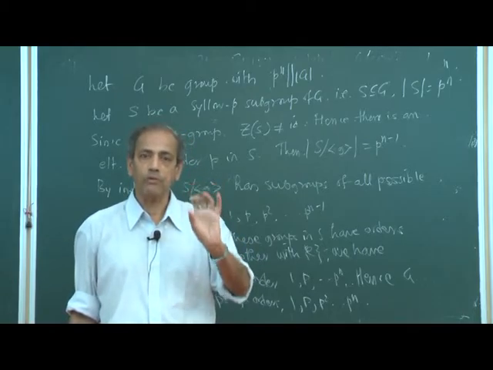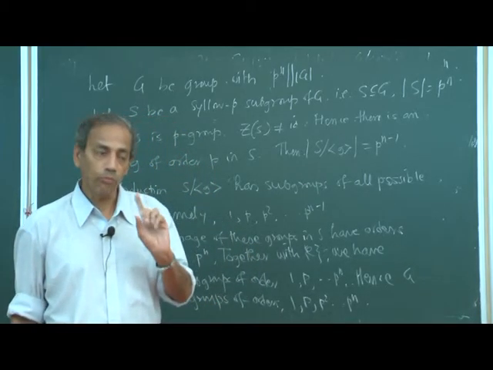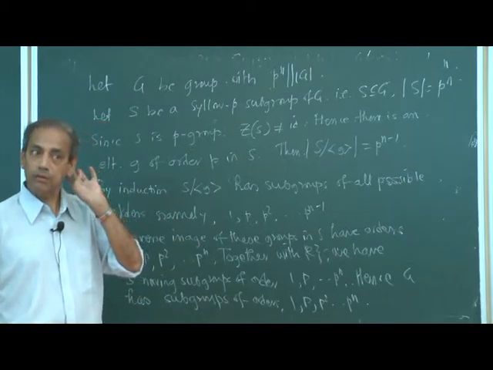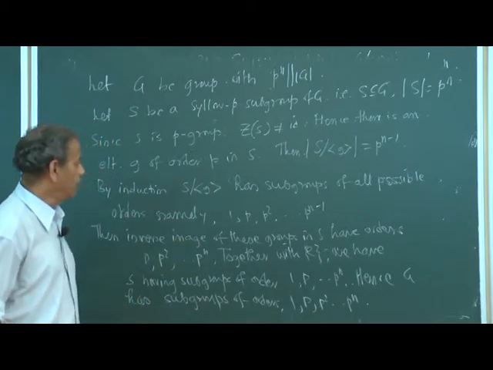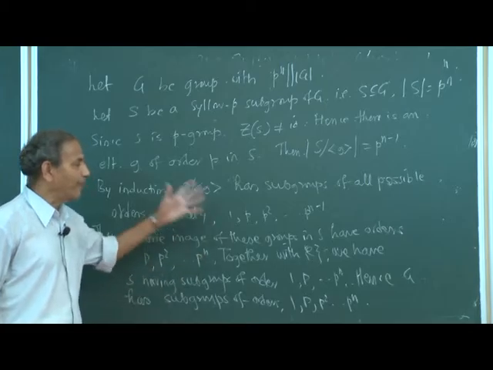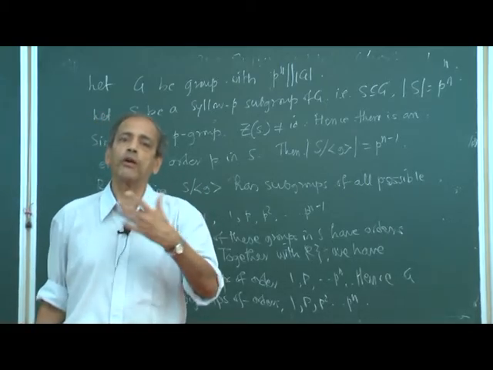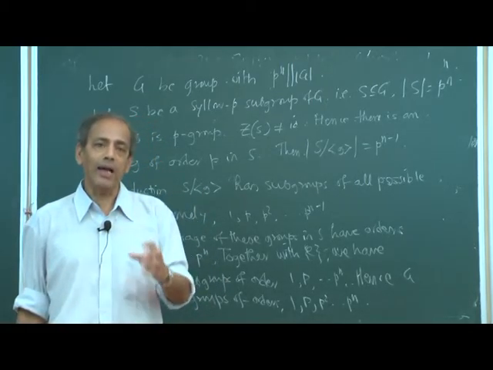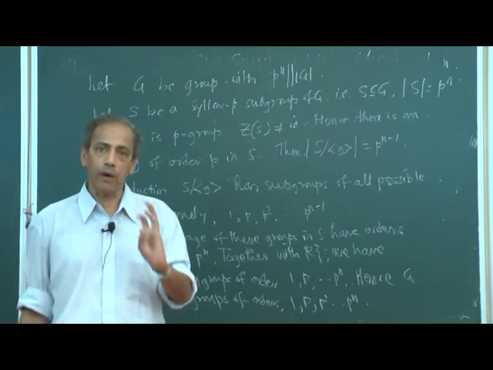So, we have proved the generalization of the Sylow subgroup theorem, which says that if P raised to n is the largest power dividing mod G, then there are subgroups of order 1, P, P square up to P raised to n. So, this is a stronger theorem than the Sylow subgroup theorem. Okay?